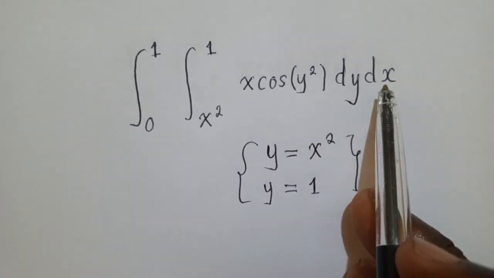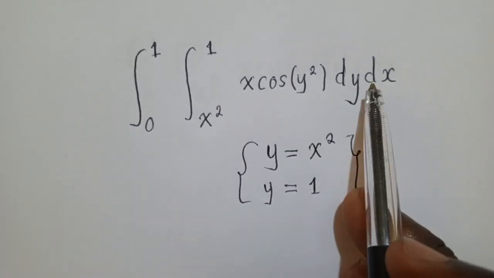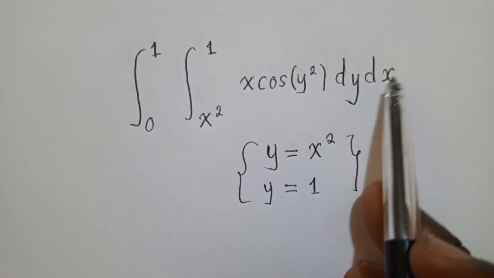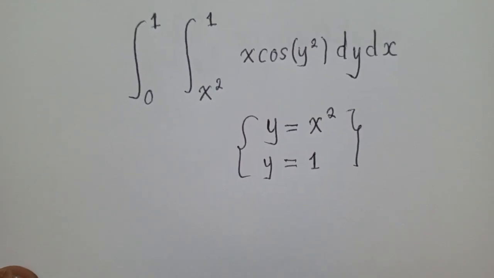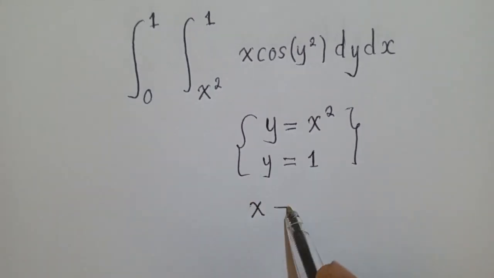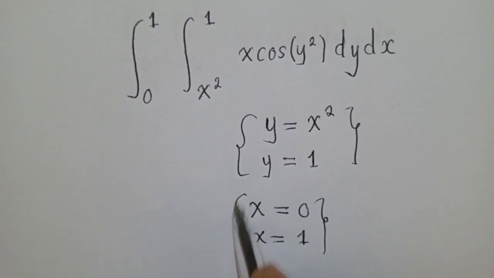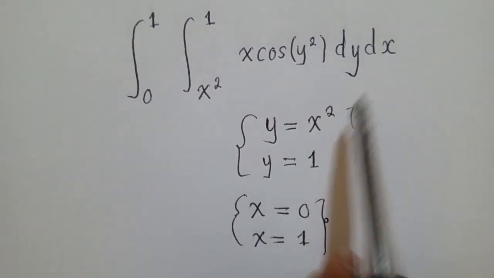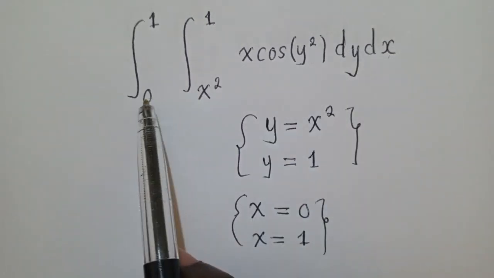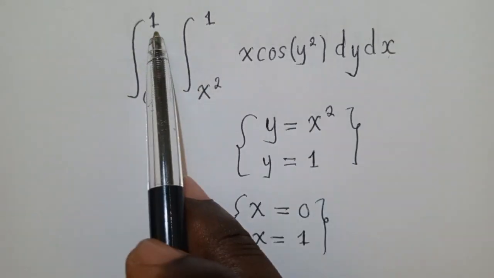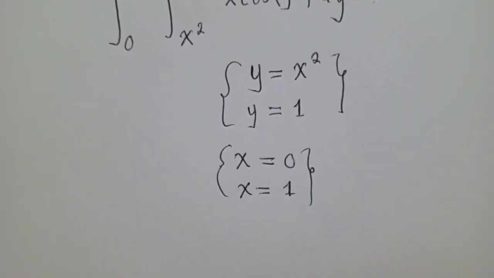Again, we go to the variable we are respecting outside here, dx. It's x. So we need to form two equations with the x. We're going to say x is equal to 0, and another one, x is equal to 1. So these are the two equations: x is equal to 0, x is equal to 1. Now we've got four equations which we need to graph.